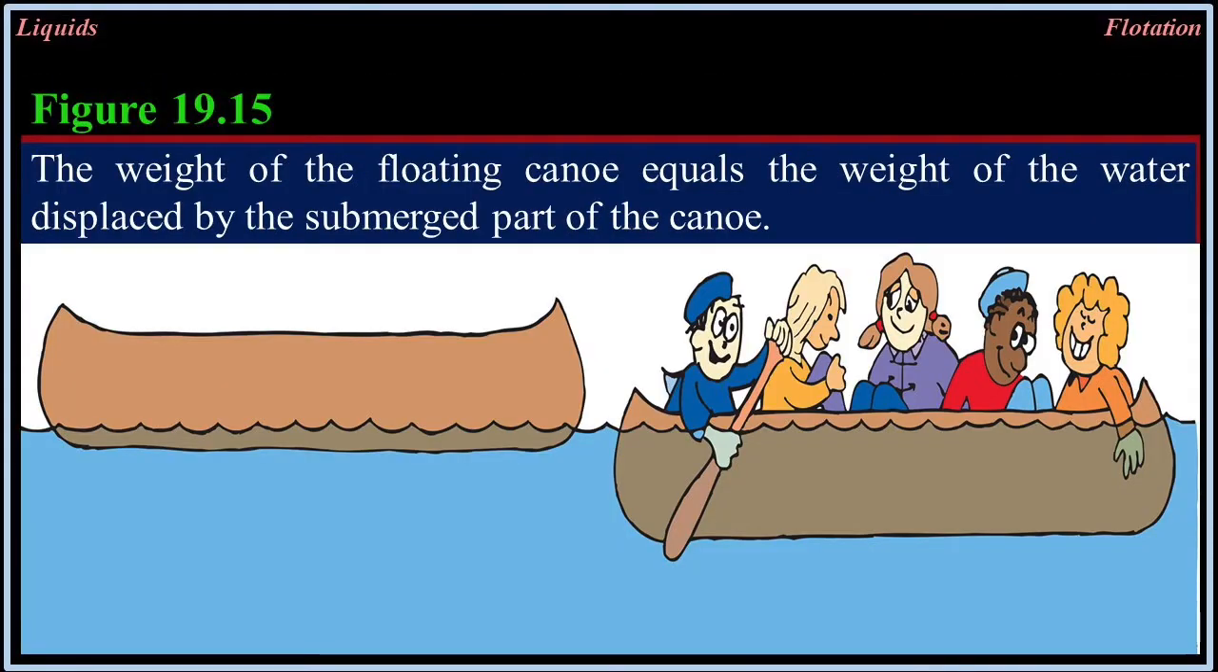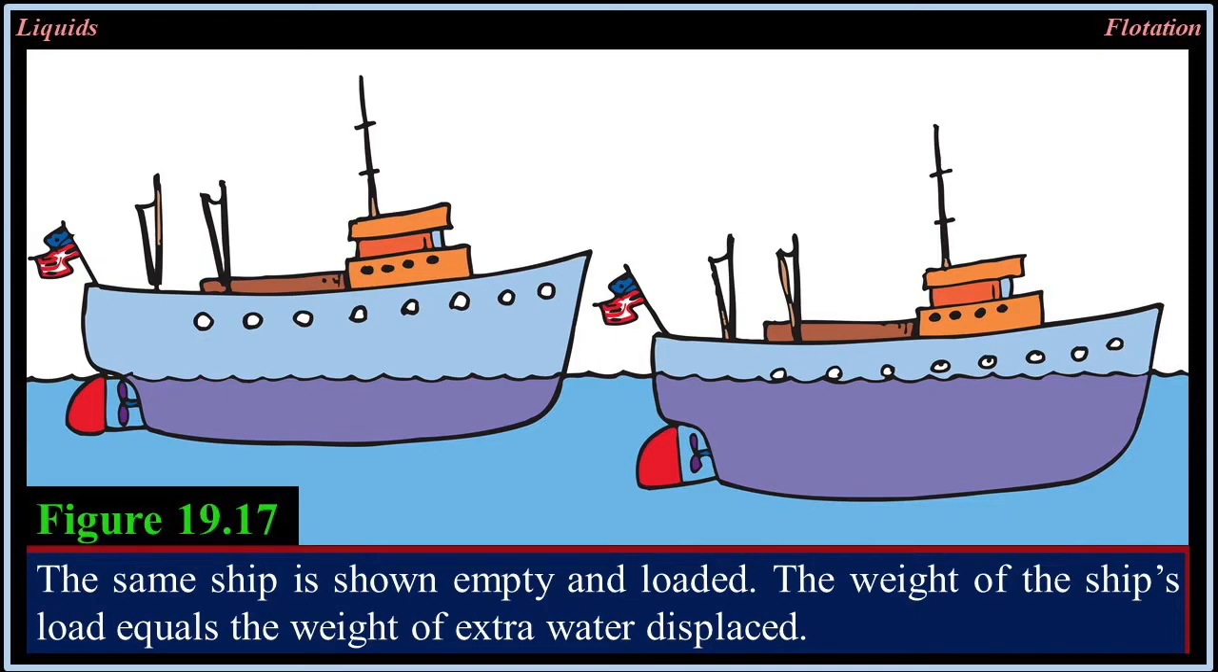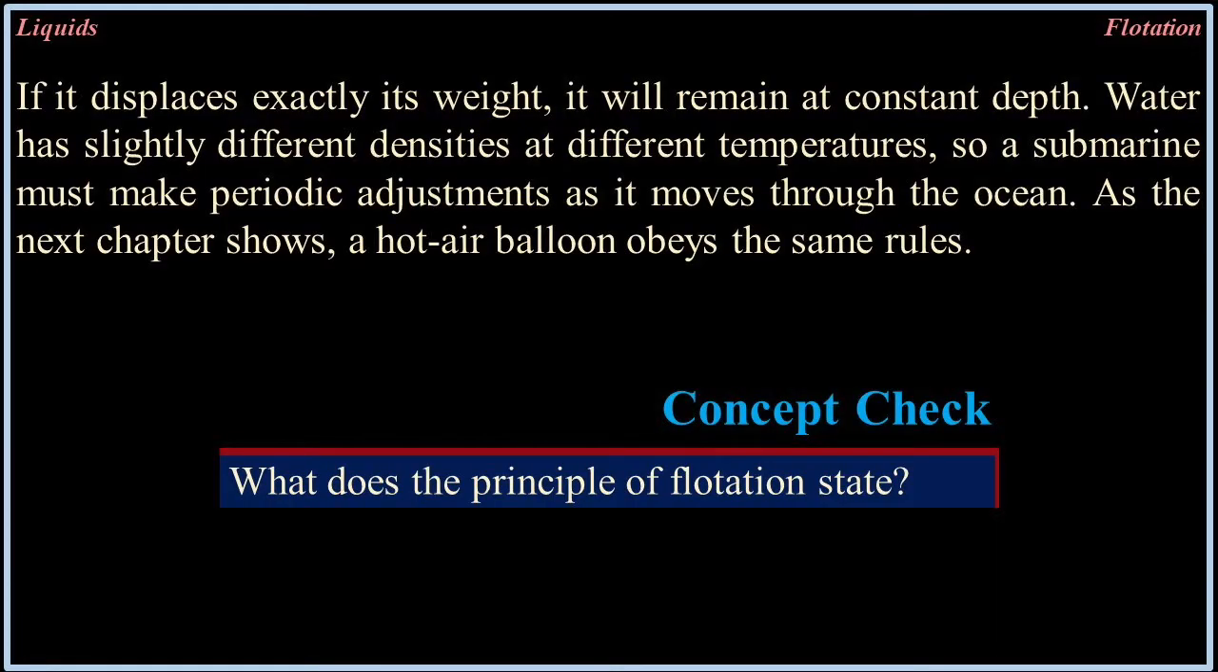Figure 1915: the weight of the floating canoe equals the weight of the water displaced by the submerged part of the canoe. Figure 1917: the same ship is shown empty and loaded. The weight of the ship's load equals the weight of extra water displaced. If it displaces exactly its weight, it will remain at constant depth.